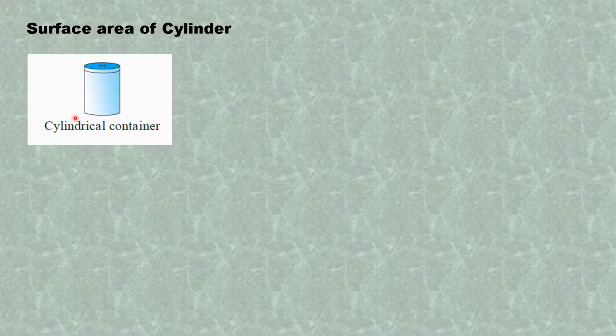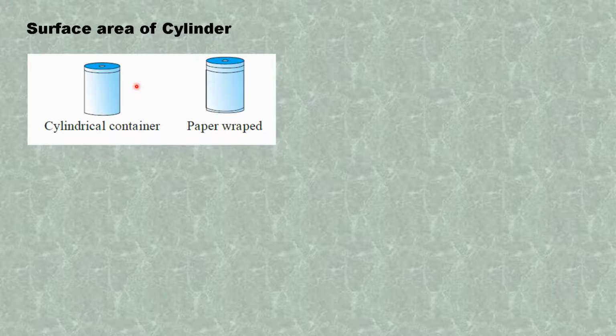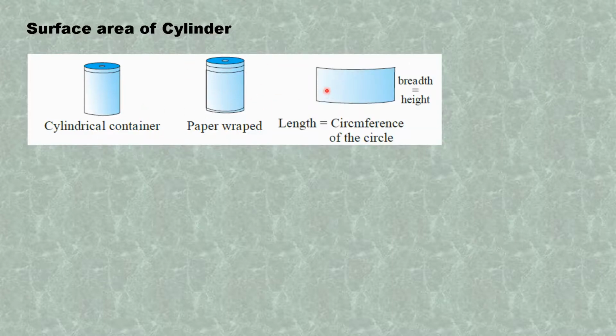Now let us see what is the surface area of a cylinder. So if you see, this is a cylindrical container. It is in the shape of a cylinder. And if you wrap a paper around this cylinder, suppose I just wrapped a paper around the cylinder and cut the remaining portion. Only I took that much paper that this entire cylinder is wrapped.